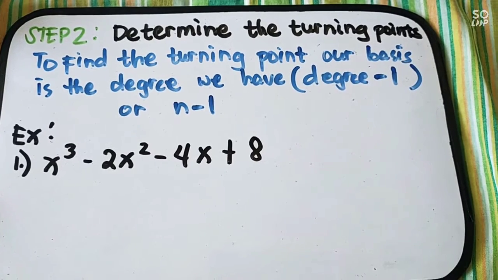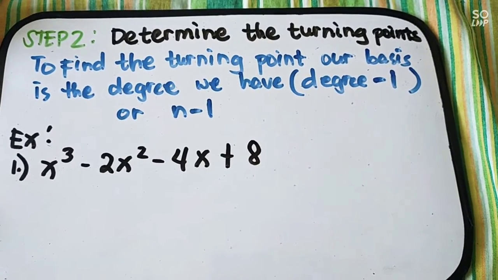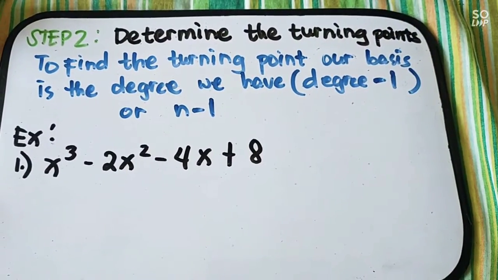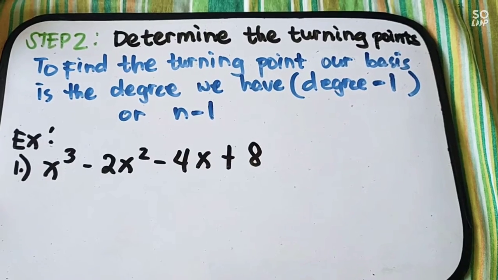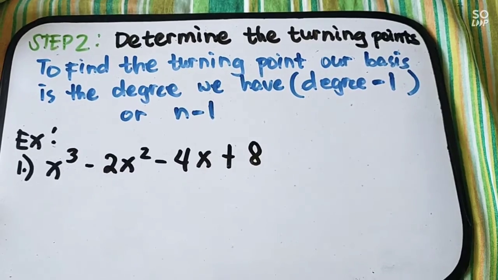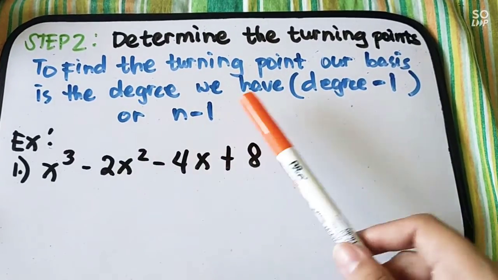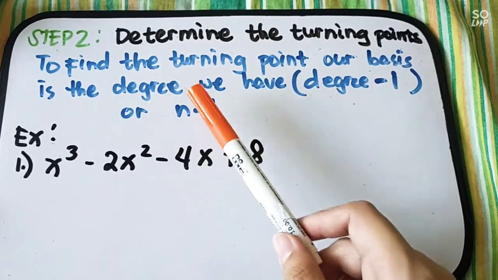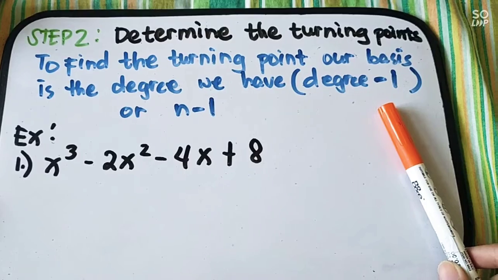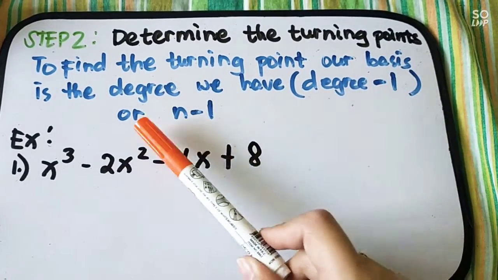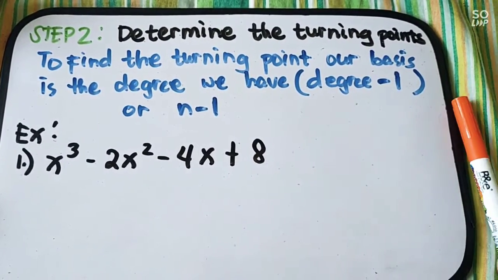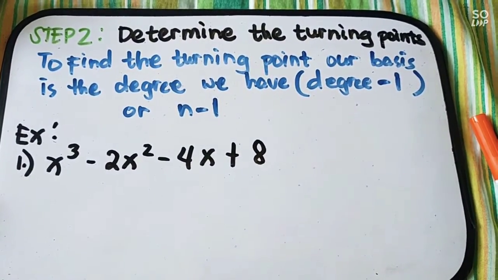Let's have step 2. In step 2, you are going to find or determine the turning points. When you say turning points, it is how many times your graph turns. To find the turning points, our basis is the degree of the polynomial. We have the degree minus 1, so the highest degree minus 1, or n minus 1. It's that simple. That is how many turning points you have.